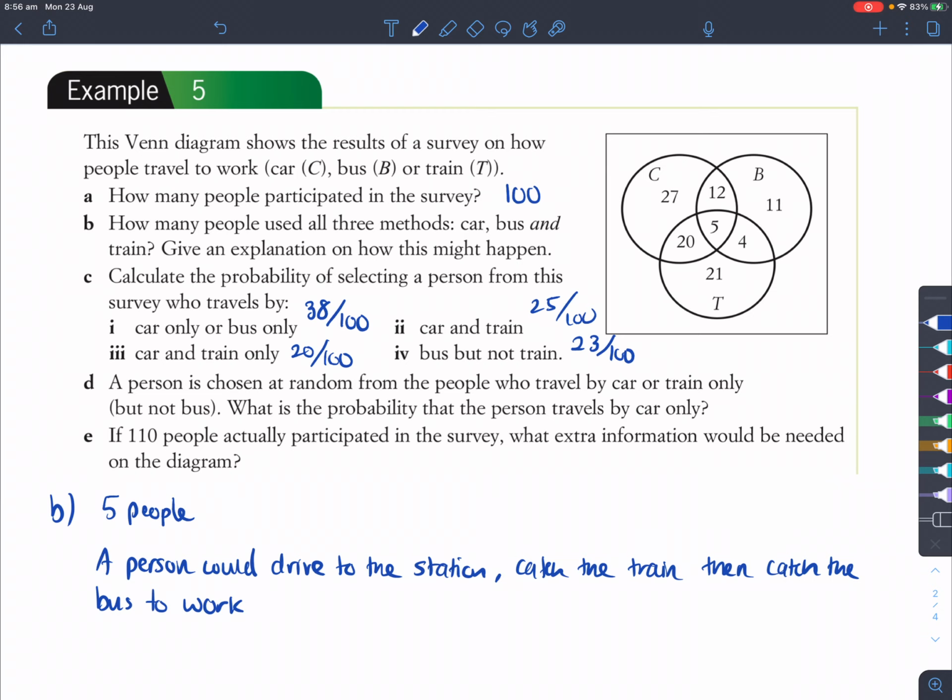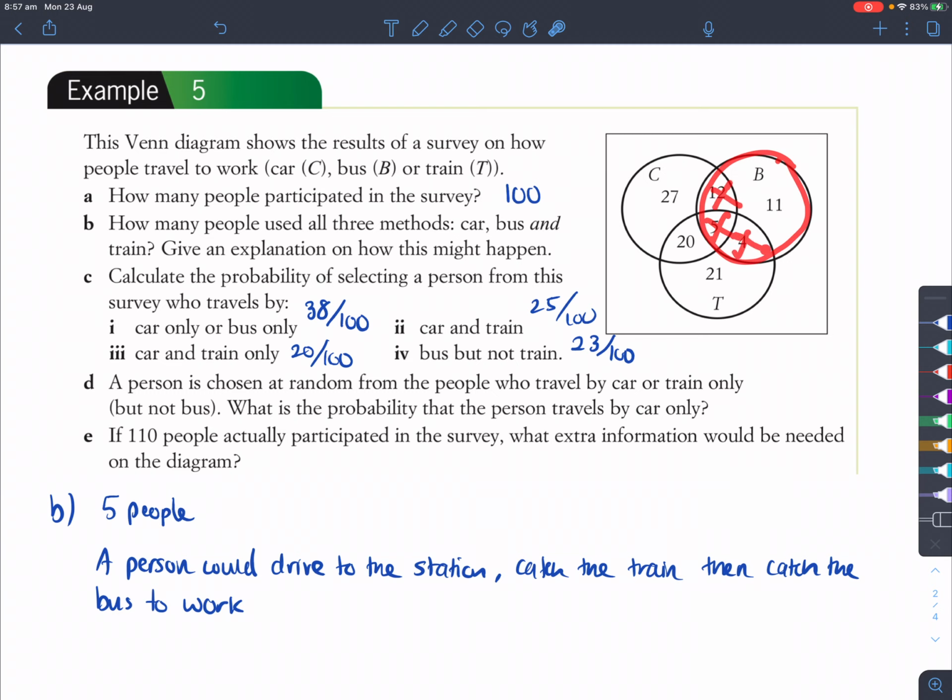Question D. A person is chosen at random from the people who travel by car or train only, but not by bus. Let's have a look at that. So car is here, and train only, but not by bus. That means we don't want to include this circle here, which means it doesn't include that 5 there. So the people who travel by car or train only, but not the bus, involves nothing to do with this circle, nothing to do with this and that.